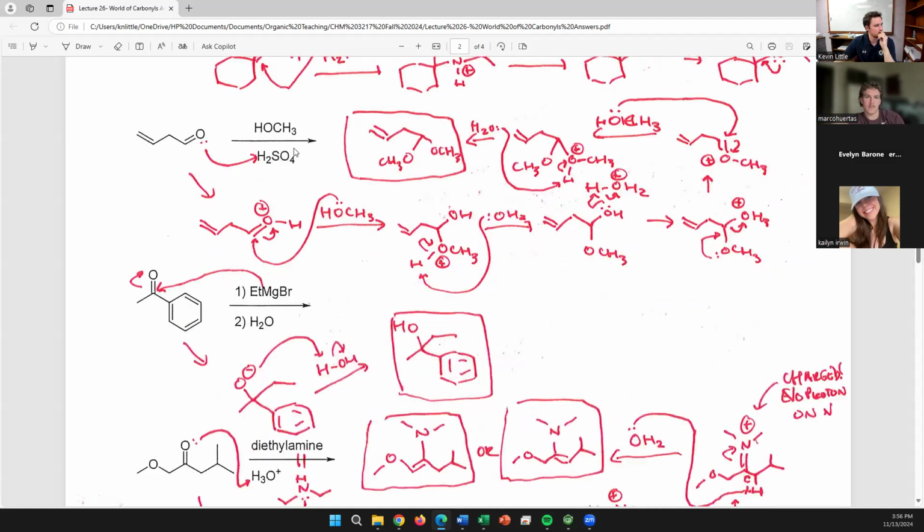Nucleophile, the HOCH3. Electrophile, the carbonyl. Does it have a heteroatom off of it? No. So when an alcohol adds into a carbonyl without a heteroatom, what do I get?